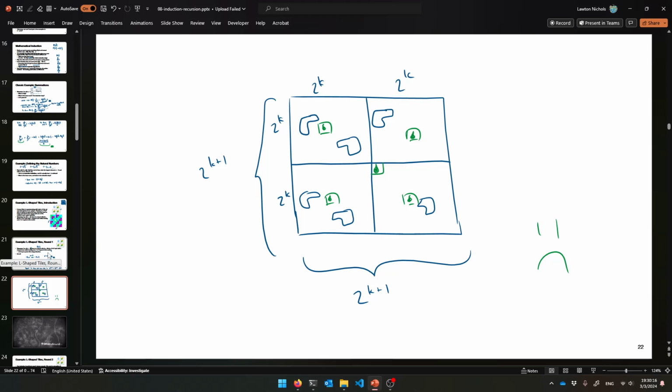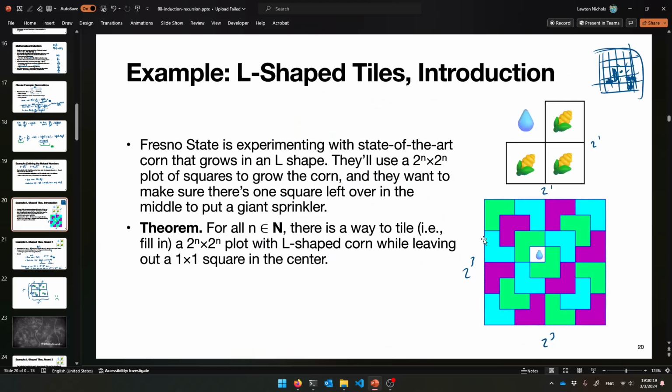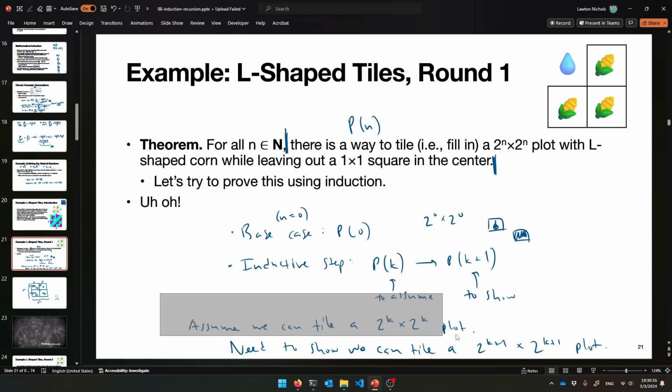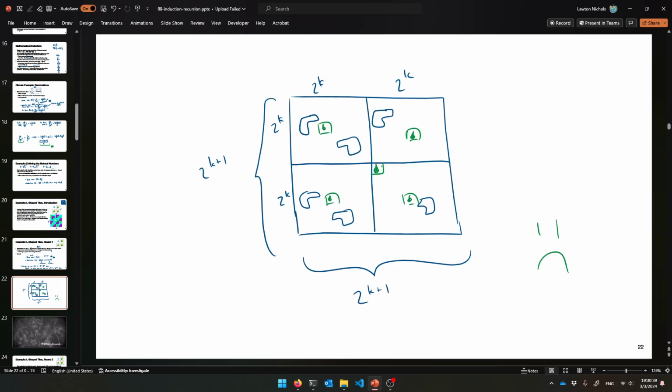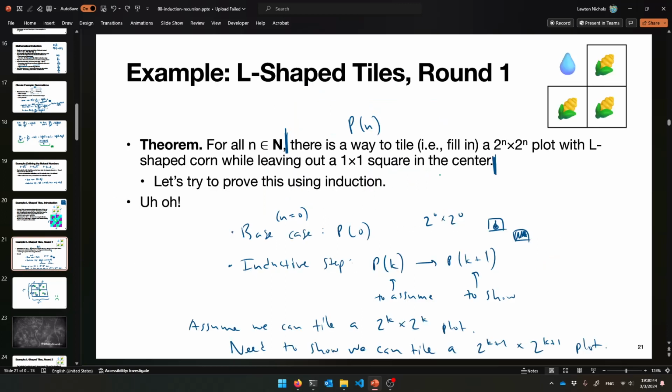It is a true theorem. It is true that you can tile any 2^n by 2^n plot of corn like this, leaving out a square in the center for a sprinkler. That is totally possible. But sadly, our theorem isn't good enough right now. Our assumption is not strong enough. We wanted to leave out a square in kind of the corner of one of the smaller ones. So this wasn't good enough to know that we can leave one out in the center. That was the problem. That is our uh-oh.